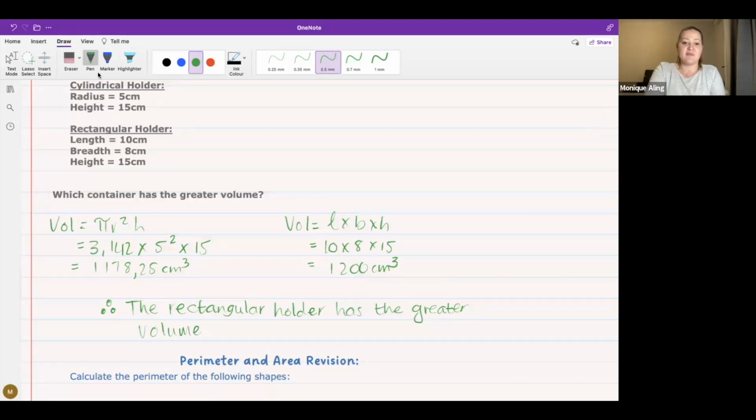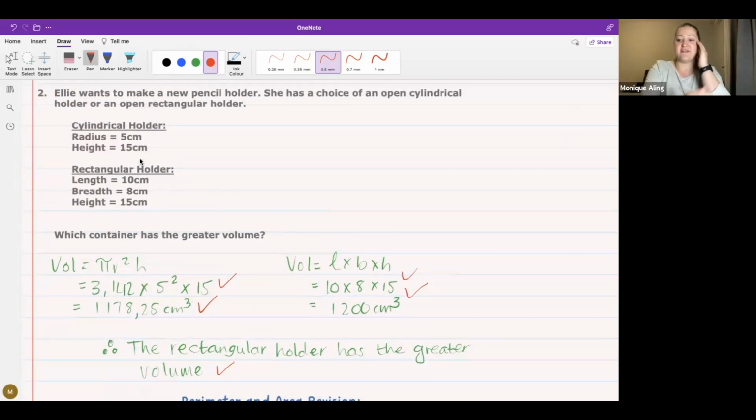Okay, so something like that could be for at least 3 marks, working out the volume of each and then actually answering the question. They might throw a method mark in or 2. So make sure you show all your working out and actually answer the question.